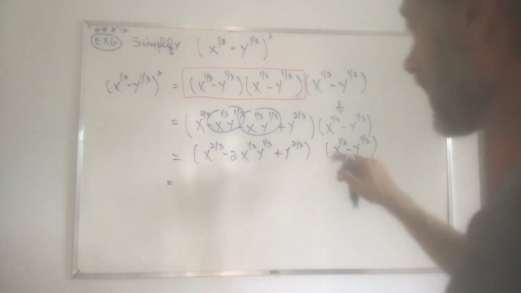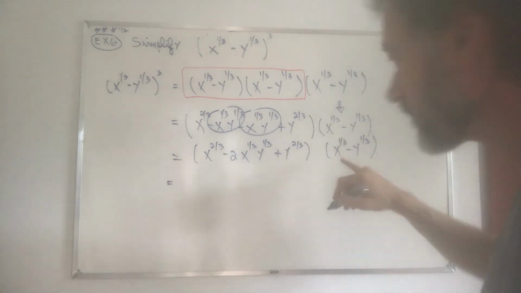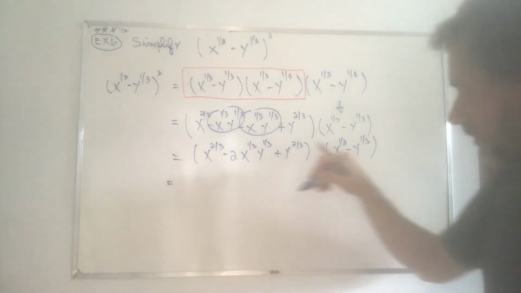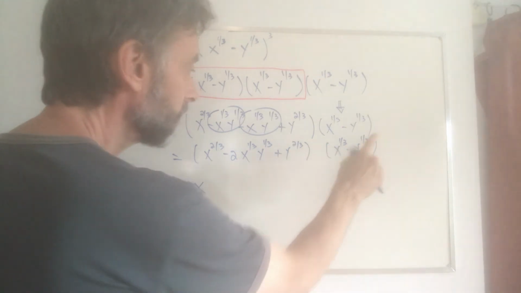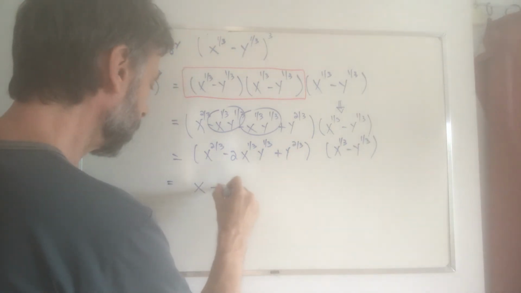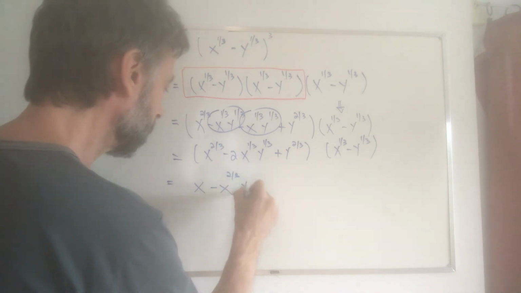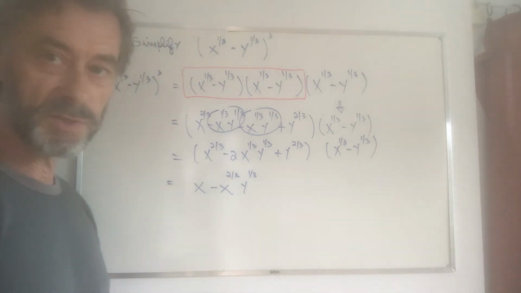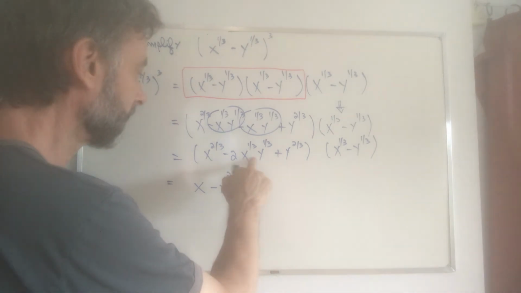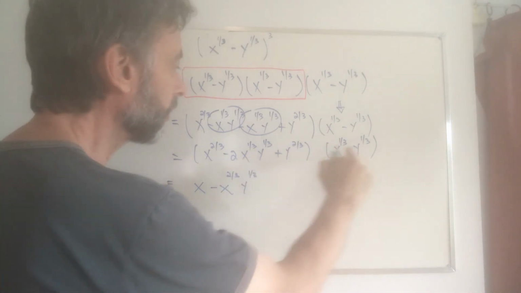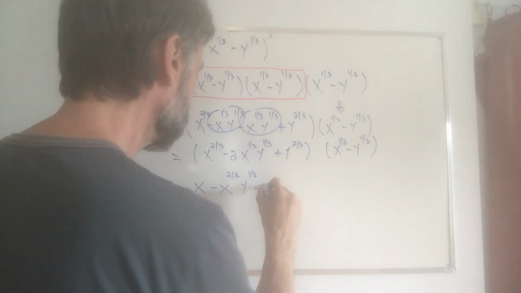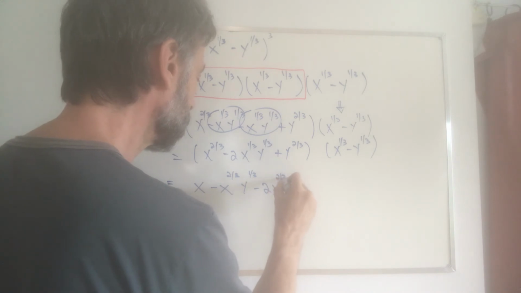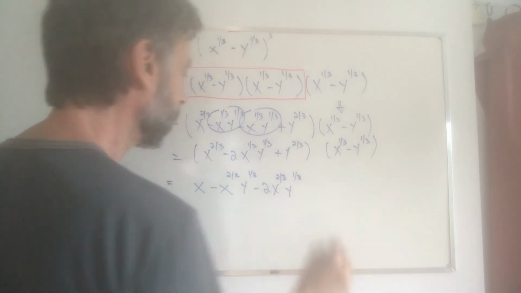X to the 1/3 times x to the 2/3 times x to the 1/3. X to the 2/3 times x to the 1/3. This is x to the 1. X to the 2/3 times y to the 1/3 with a minus is minus x to the 2/3 y to the 1/3. Still with me? Middle term, minus 2x to the 1/3 y to the 1/3 times x to the 1/3. The x's will become x to the 2/3. So minus 2x to the 2/3 y to the 1/3.